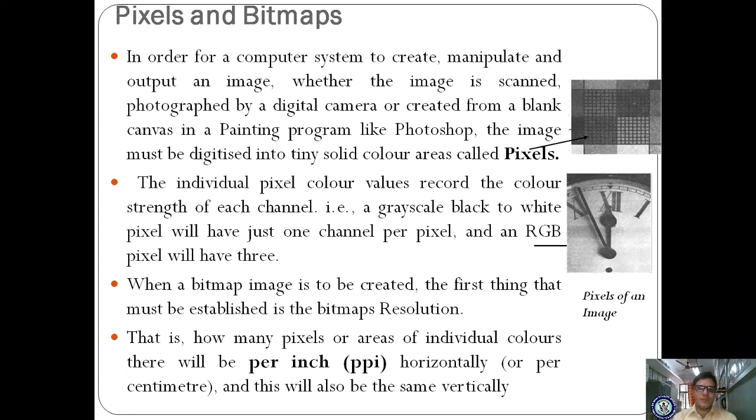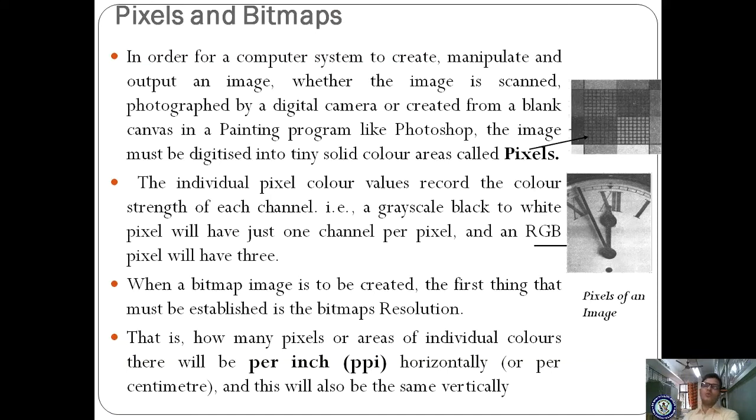When a bitmap image is to be created, the first thing that must be established is the bitmap's resolution. Bit, you know what a bit is, zeros and ones, right? Bitmap means one dot. Here bit is one dot. So by using these dots you are creating the images. When a bitmap image is to be created, the first thing that must be established is the bitmap resolution.